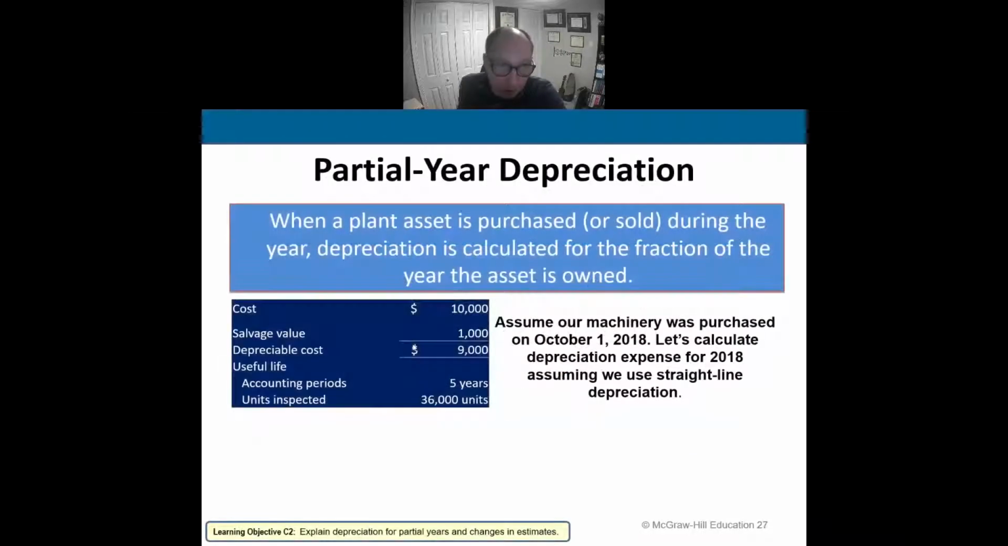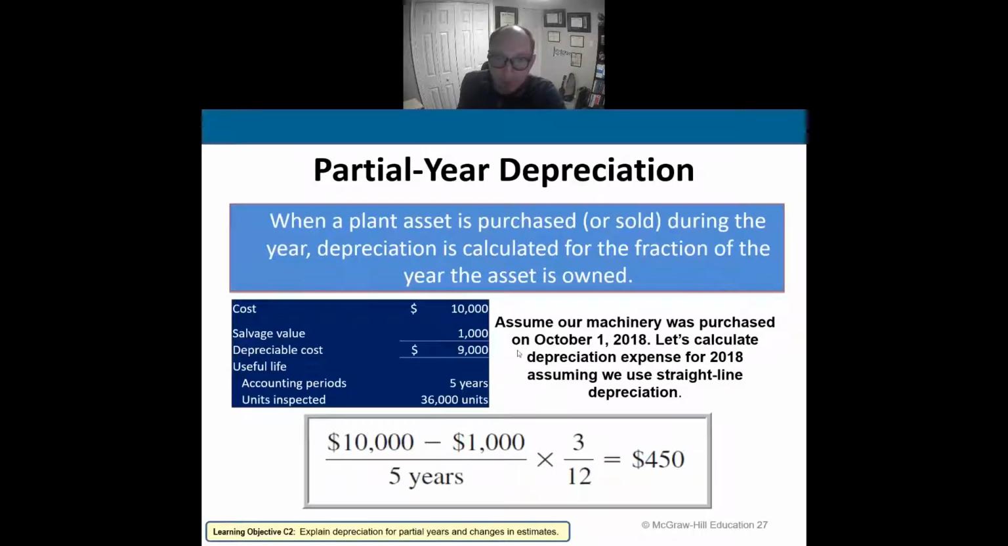What happens during a partial year? Let's say I bought my piece of machinery on October 1st. Well, if I bought it on October 1st, that means I only used it for 3 months during that first year. So you could take your straight line rate and divide that by 12 and then multiply it by 3 to find how much you used for 3 months. And that's what that formula looks like.